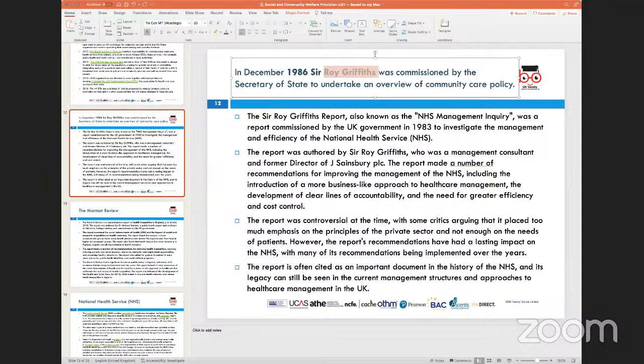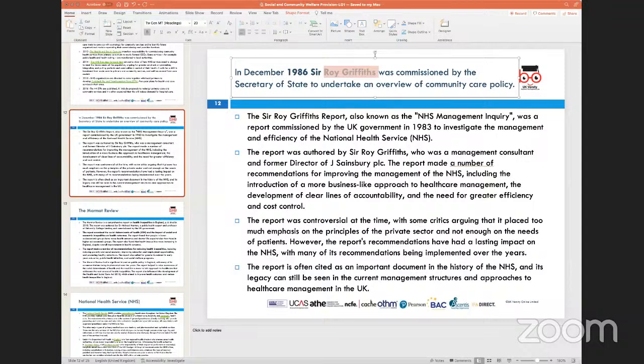So the Griffiths report essentially made a number of recommendations that led to the introduction of what is called general management within the National Health Service. Now, obviously most of the services were controlled by the Department of Health and were being delivered through Department of Health policy decision-making, guidelines, information, anything of that sort. But the Griffiths report recognized that in order for the National Health Service to be an autonomous body, it needed to have what are called powers. It needed to have its own management.